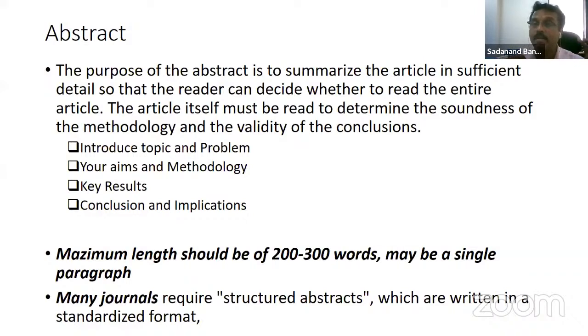Because it is this abstract only which is used by many of the indexed journals to disseminate the ideas among the scholars. Take the example of many of the indexing databases. They won't be giving you the full text unless you have subscribed to it. They will be just proceeding with the abstract. And based on the abstract, the readers or the audience will decide whether to go with the full text or not.